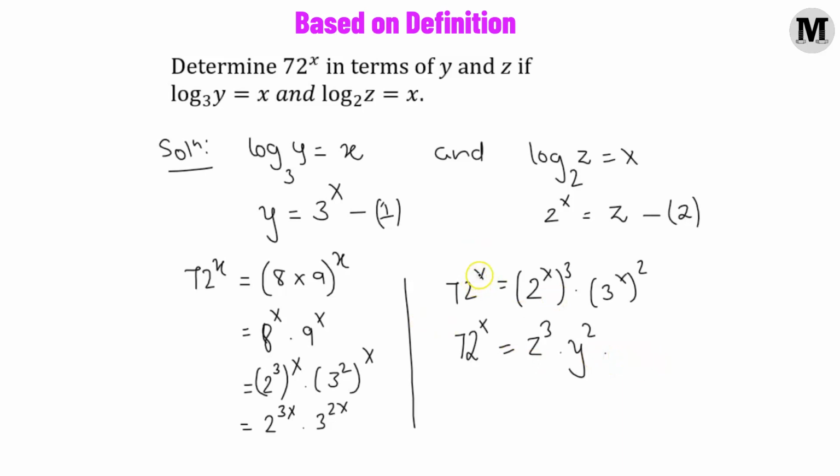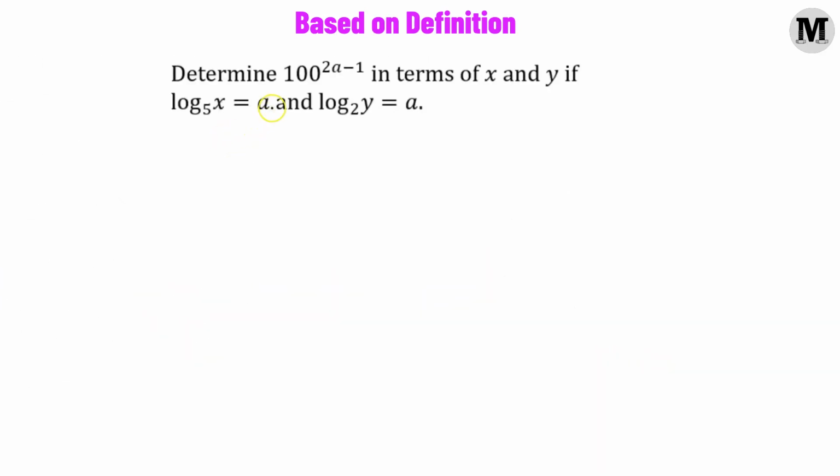Let's move on to the next problem. So we need to determine the value of 100 raised to the power of 2a minus 1. And the final answer should be in terms of x and y.